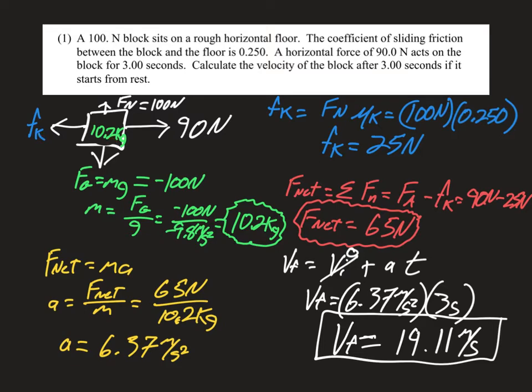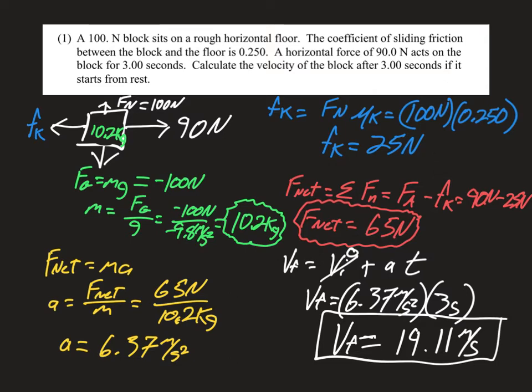I want to know the frictional force. Well, I have the normal force, I have the coefficient of friction. That's all that a frictional force is: normal force multiplied by the coefficient of friction. Plug in my values. I get that the frictional force is 25 newtons.